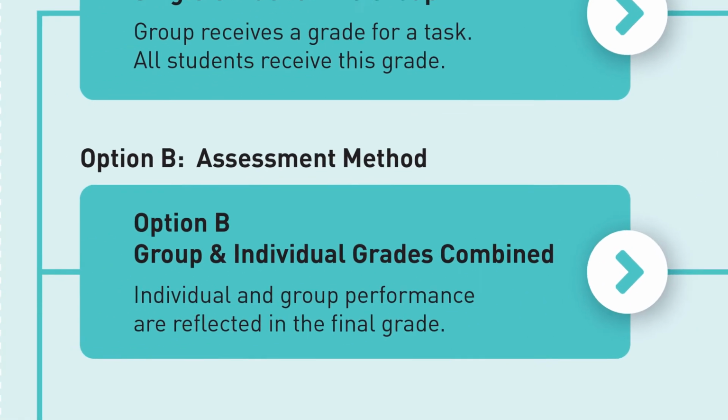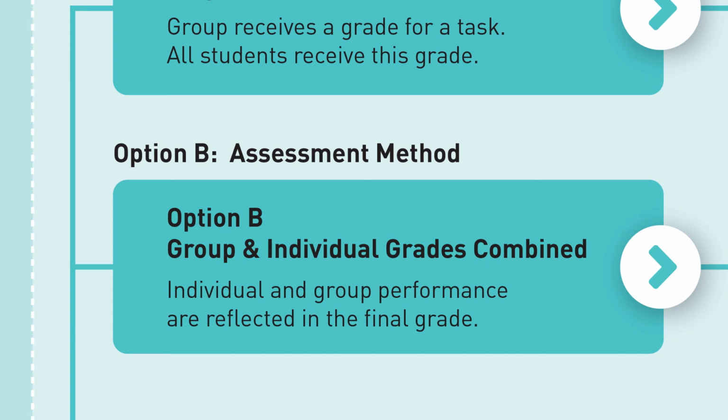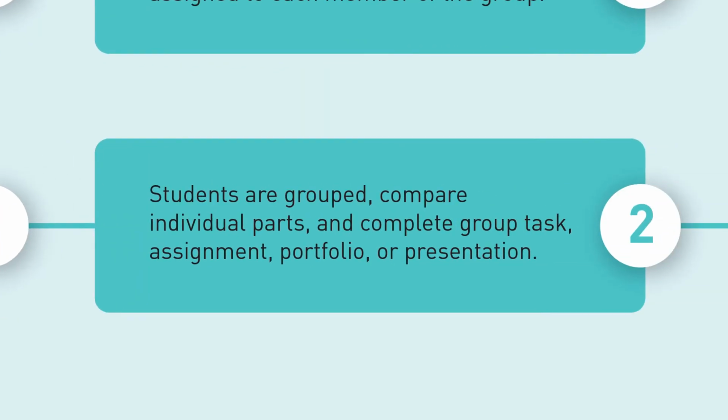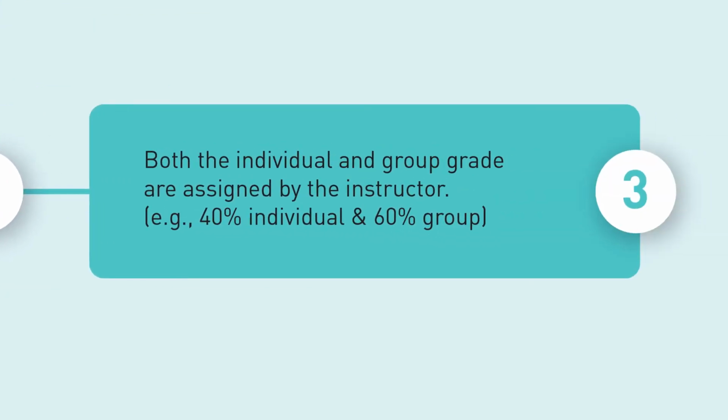Another possibility would be assessment method Option B: group and individual grades combined. Individual and group performance are reflected in the final grade. Example assessment process. 1. Students complete individual parts of the task, for example, writing a short individual essay, a journal entry, or a quiz. 2. Students are grouped, compare individual parts, and complete the group task, assignment, portfolio, or presentation. 3. Both individual and group grades are assigned by the instructor. For example, 40% for the individual portion and 60% for the group.